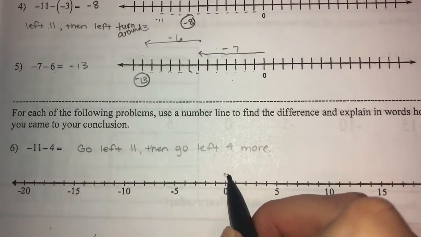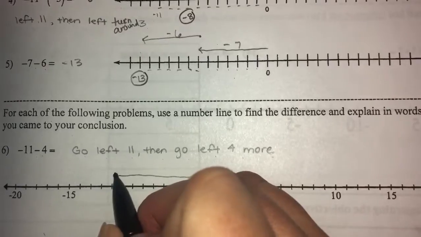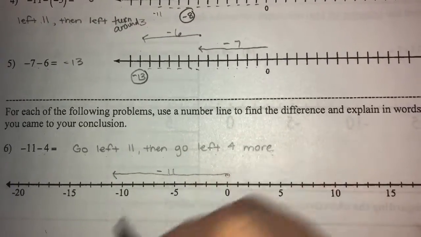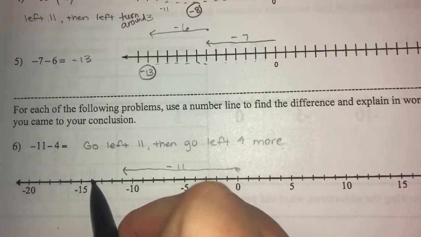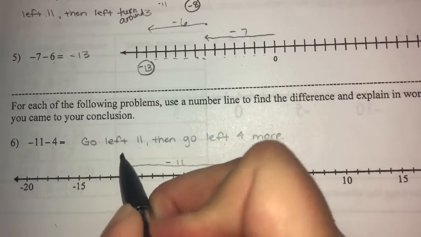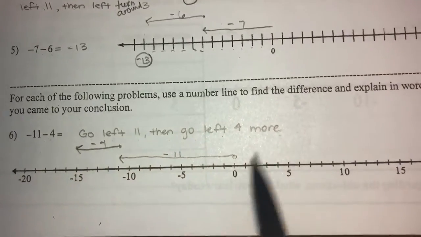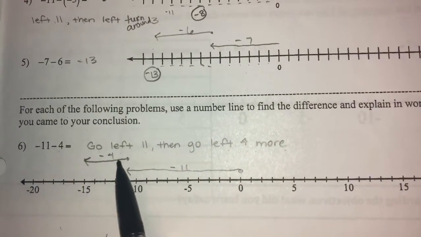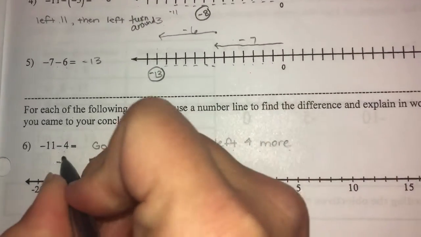And so we're going to start at 0. We're going to move left 11. 1, 2, 3, 4, 5, 6, 7, 8, 9, 10, 11. Minus 11, so that's our left 11. Then we go left 4 more. 1, 2, 3, 4. So this next arrow above that is going to end right there. There's our left 4 more. So we went left 11, then left 4 more, and we end up at negative 15.